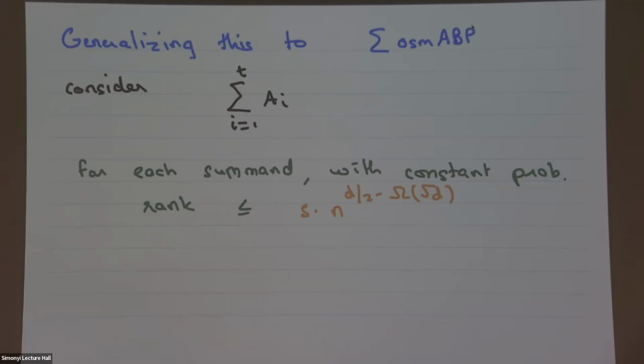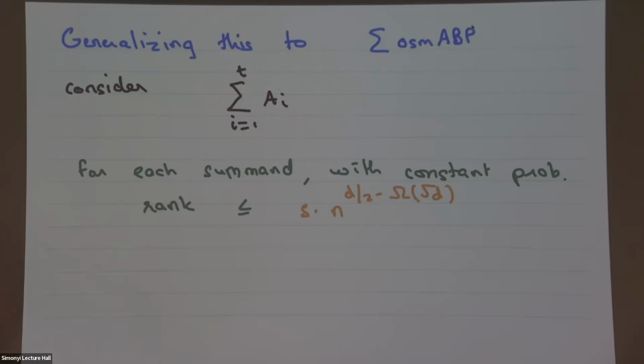Suppose you had a sum of ABPs in different orderings. What can you do then? I will bound the complexity of each A_i. So my final ABP is a sum of ordered ABPs. Each A_i is an ordered ABP, and I have T summands. If each A_i has low complexity, then the total sum has low complexity, because it just has complexity T times the complexity of each A_i individually.